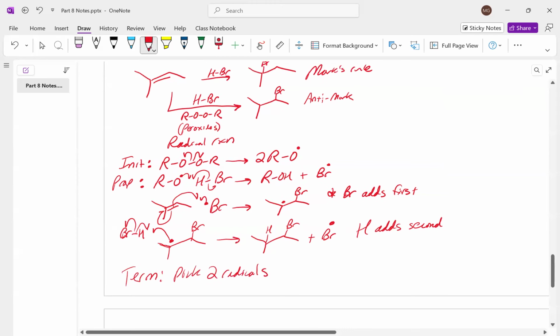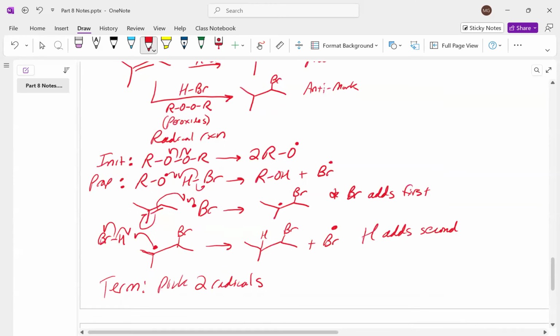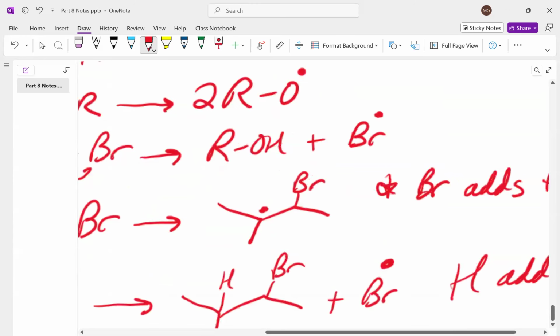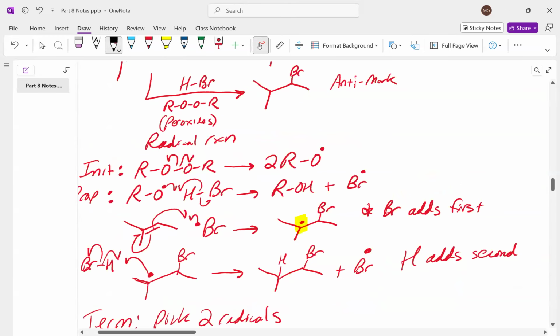Now, why does this go through a radical? Well, we know why it goes through the radical mechanism, but why does the bromine end up on the less substituted carbon? So an anti-Markovnikov's addition. And it has to deal with the fact that we're getting the more stable radical when the bromine adds first to the less substituted carbon.